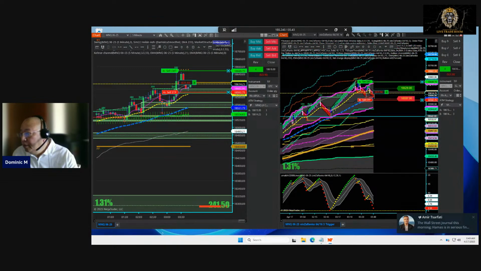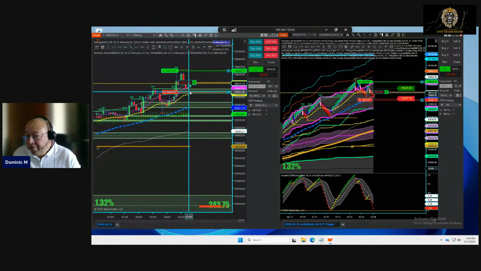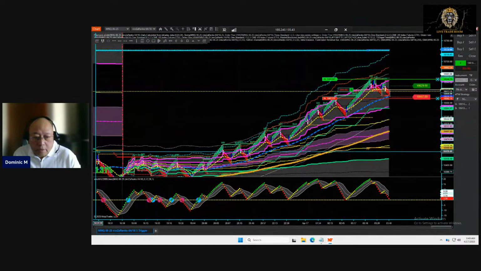There we are. Just bouncing off this on the 5 minute chart. We're bouncing off that fair value gap. Let me bring in my ticker in here. Oops, wrong one.